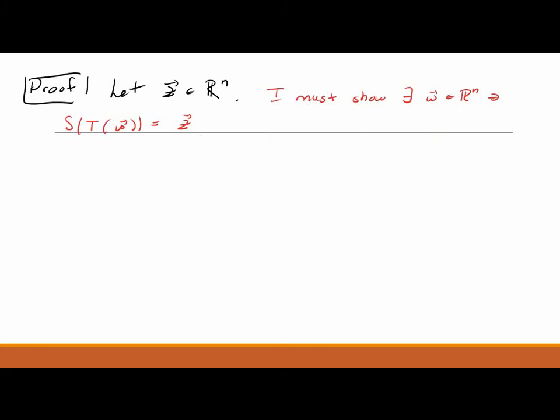So imagine that I have this all on pieces of paper in front of me. I can see all the pieces I have. So I rewrote what I have to show just so I have it in my mind what my end goal is. So I start off with an arbitrary Z. There's my arbitrary Z in R^n. And what I know is S is onto. So there's a pre-image that this Z came from under S.